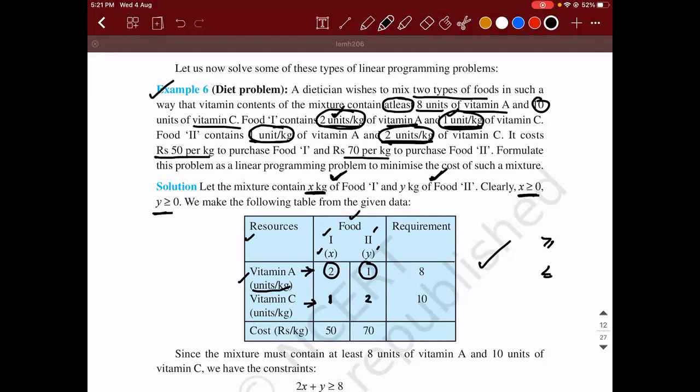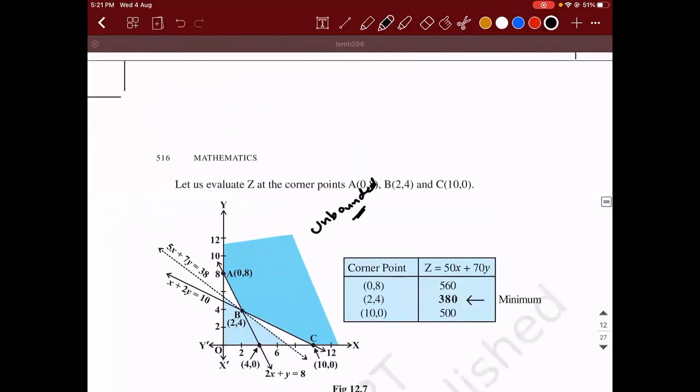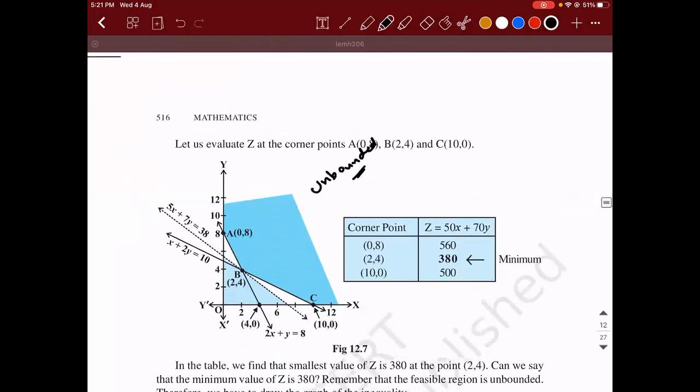Are you able to understand? But what is the basic requirement? You need 8 units and 10 units. The minimum is 8 and 10. Understood. Are you able to understand, Rohan? Yes, understood.